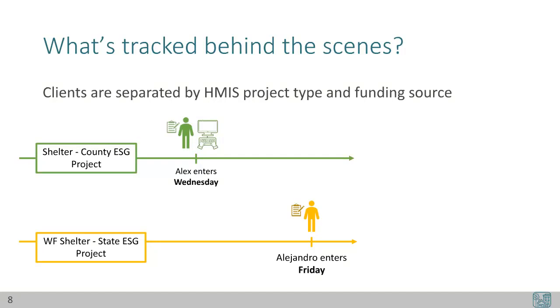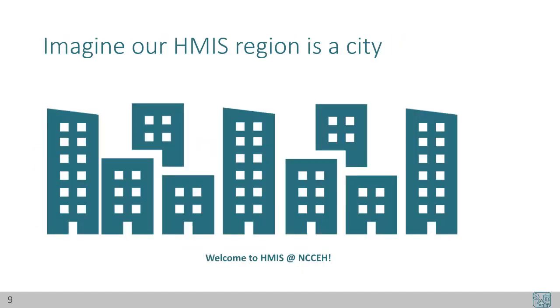So even though Alex and Alejandro are both using shelter beds, they are entered into separate HMIS projects. Their projects are defined by the project type, which is emergency shelter, and the funding source, which is county ESG for Alex and state ESG for Alejandro. Why do you need to know this information before ever entering data into HMIS? Because the very first step to enter data into HMIS is to identify the project the client will be entered into.